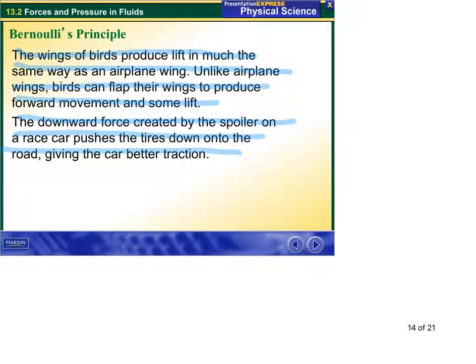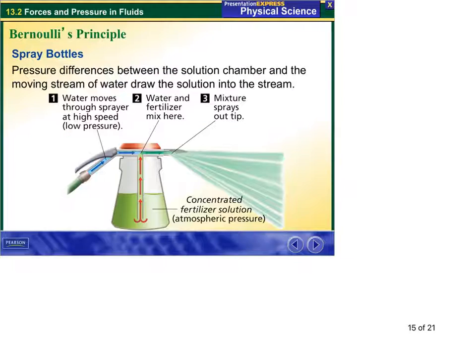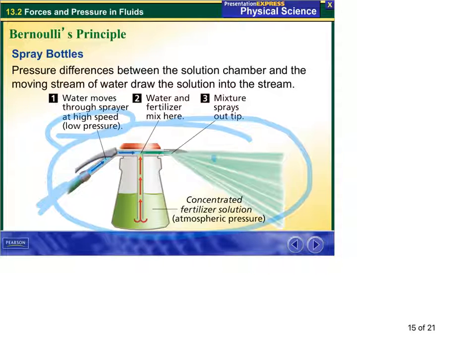Downward force on a spoiler on a race car. Same thing, only it's pushing down, giving better traction. Spray bottles, Bernoulli's principle. You may have seen a spray bottle like this connected to a garden hose. As the water is moving through at a high speed, generating a low pressure, it causes the stuff in the container to move up, mix with the water, and exit.